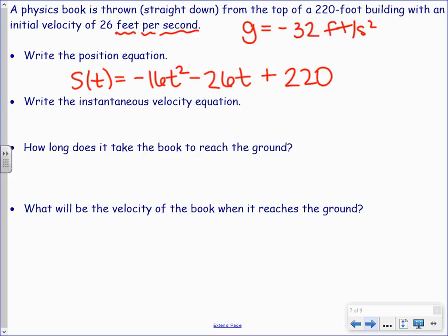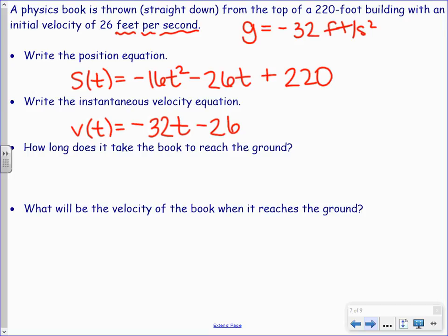If we wanted the velocity equation, what are we going to do? You need to take the derivative. Okay, so Michael, help me out with the derivative. What's the derivative of negative 16t squared? Good. The derivative of negative 26t? And the derivative of 220? Perfect. There's our velocity equation.